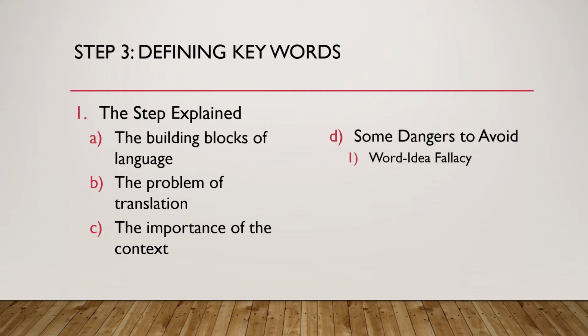So let's just talk a little bit. First of all, there's the word idea fallacy. Words in and of themselves don't mean ideas. A word is just that. It's a word in a context that is part of an idea. So when an author is giving a sentence, you need to see what that word looks like in the sentence to form the idea that he's making.